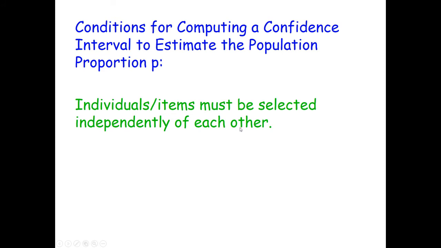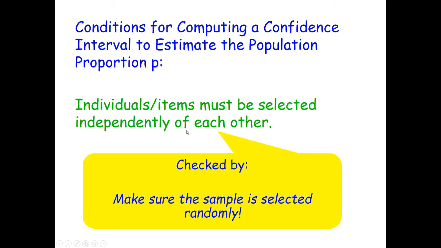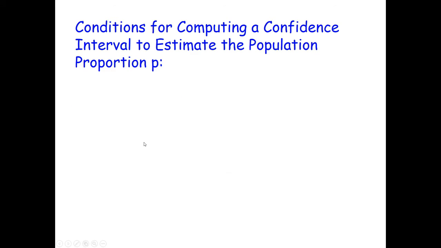So the conditions for computing a confidence interval, the things we are going to check before we do a confidence interval, is that we have independently selected items, whatever we're talking about. And the way we check for that independence is if it says it's randomly selected, or if there's an idea of randomness in how they're chosen. We don't want a biased sample. That's like the main idea. We don't want our sample to be biased. So that's the first condition we're going to check.